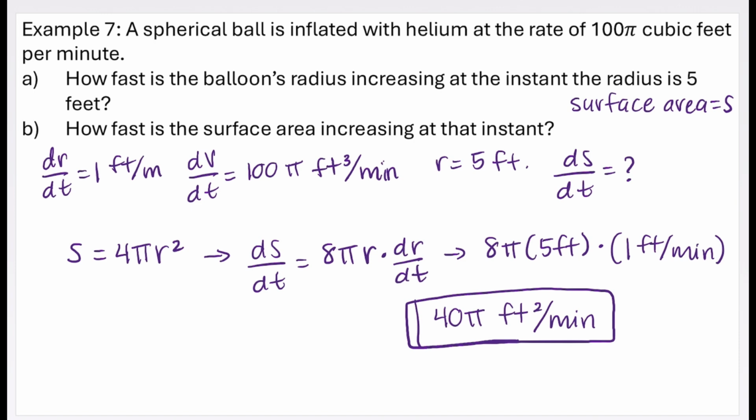Now, in this particular problem, if they only asked us B, but did not ask us A first, we would have actually had to use A to find all the information. We still would have had to use the volume formula to find the rate of change of the radius in order to find the rate of change of the surface area. So sometimes, like this one, you're given that in-between step because it gave you part A, but sometimes you're going to have to do that part A step yourself and know that you're going to have to use other information to figure out what you're actually trying to find.